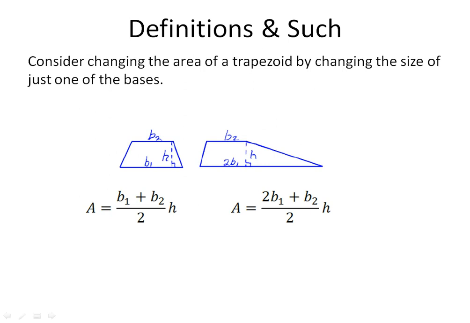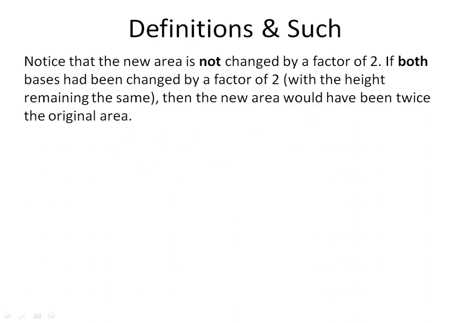That's how we would figure it out. We would simply plug in the values and see what change we got. You'd see here that it's going to change some, but it's not going to be changing quite as linearly as what we've been doing. So let's take a look. Notice that the new area is not changed by a factor of 2. If both bases had been changed by a factor of 2 with the height remaining the same, then the new area would have been twice the original area.